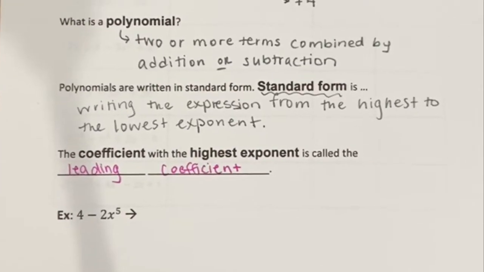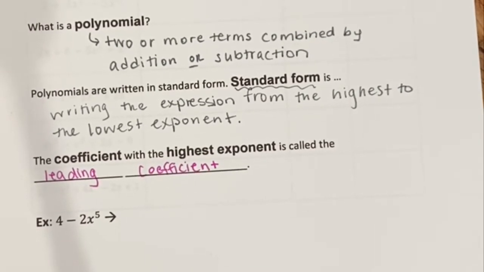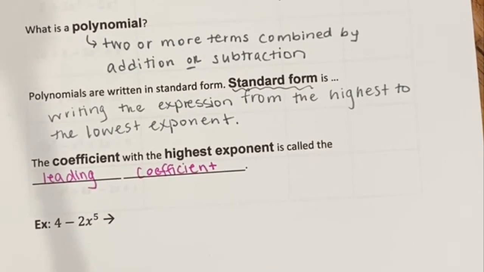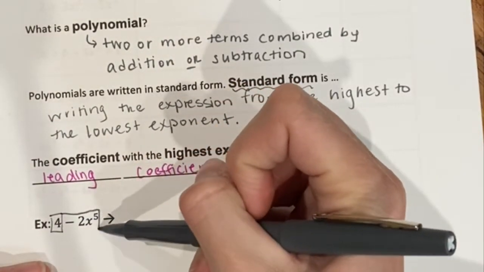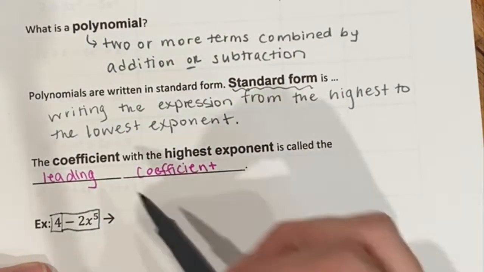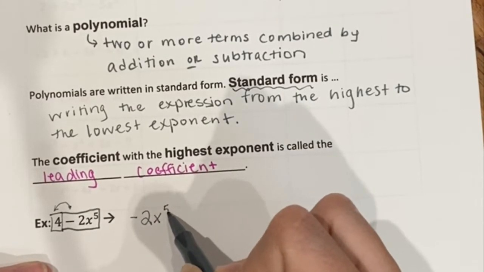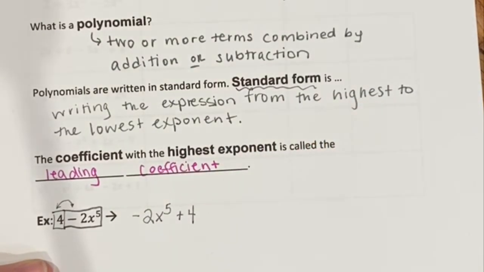So if we look at this example down at the bottom, we have 4 minus 2x to the 5th. The first thing that we always want to do is write this in standard form. That means we need to rewrite it so that the highest exponent comes first. This has a term of a 4 and a term of a negative 2x to the 5th. So I just need to rewrite these so that the negative 2x to the 5th comes first. And there's no sign in front of that 4, so that tells me that it is a positive 4. So that there is written in standard form. The higher exponent comes first, then the lowest.